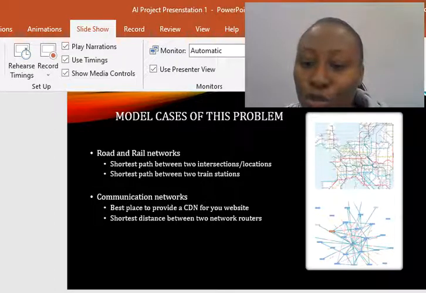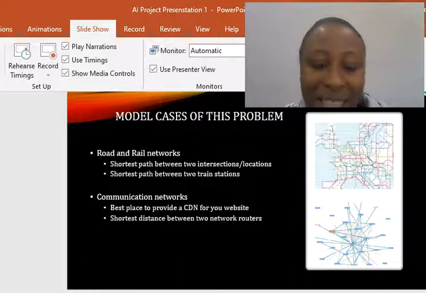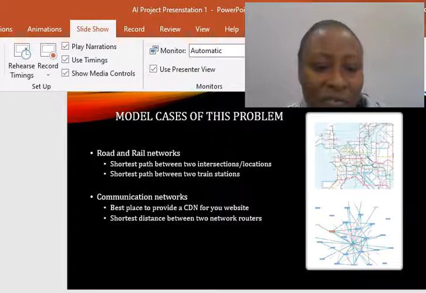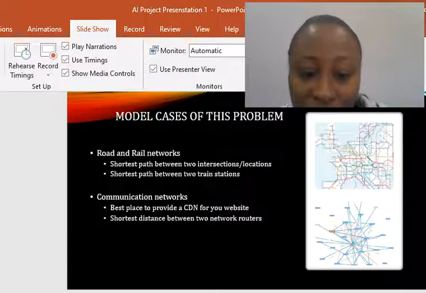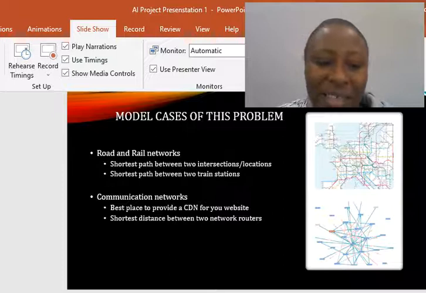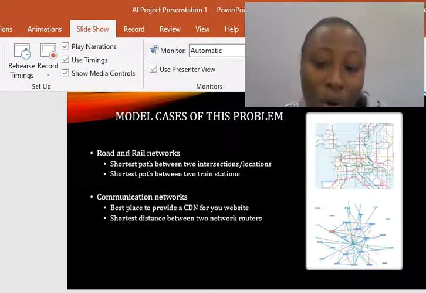The same is true for train stations. One might need to get the fastest train to a certain destination without going through unnecessary train stops, and so the shortest path becomes a problem in this case. This can also be found in communication networks, where you have a myriad of connections and layers of networks upon each other. One might be concerned about finding the best place to provide maybe a CDN for your website so that people can access it faster, or maybe finding the shortest distance between two network routers in order to provide faster access speeds.